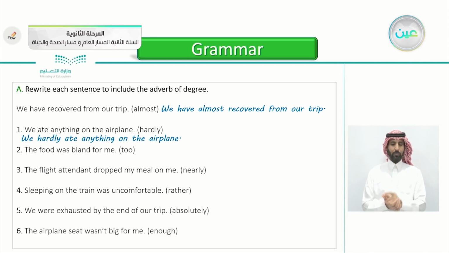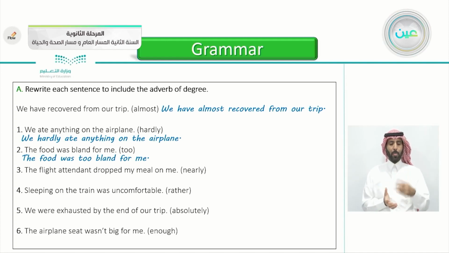Number two, the food was bland for me. The food was bland for me. And the adverb too. Yes, this is an easy one, of course. The food was too bland for me. The food was too bland for me.